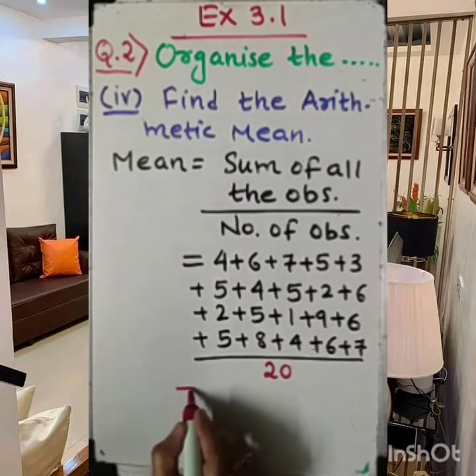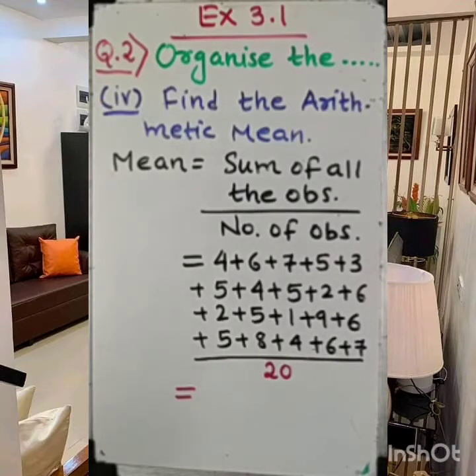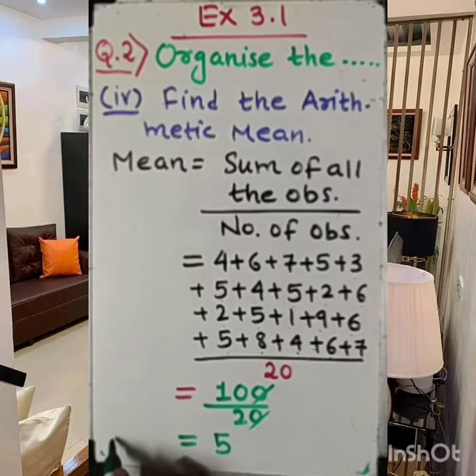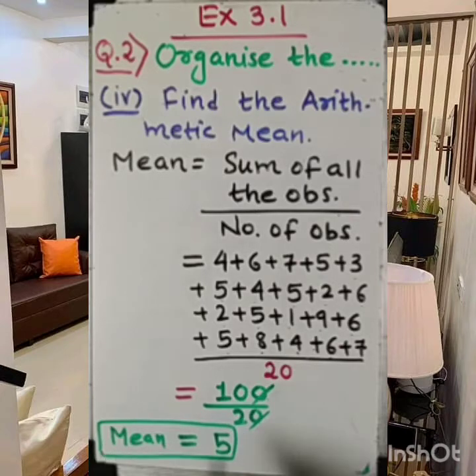So now let's add all these numbers. So dear student, the sum of all these numbers is coming 100, and total number of observation, they are 20. When 100 is divided by 20, it means simple, 0 0 cancel, so 10 divided by 2. We know that 10 divided by 2, it means 5. So my dear student, the mean of the given observation is 5. Mean equal to 5. This is the complete solution of this question.